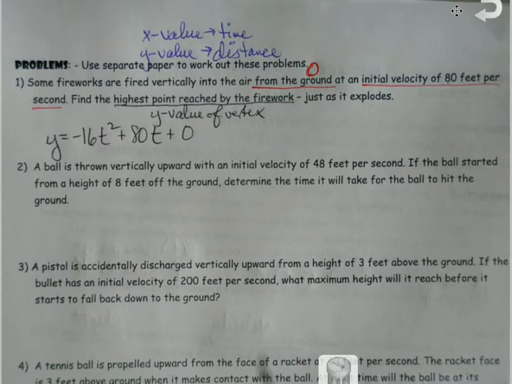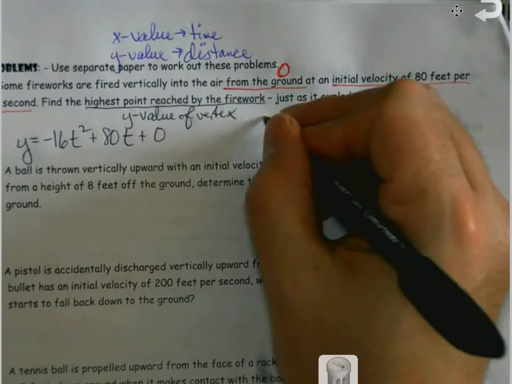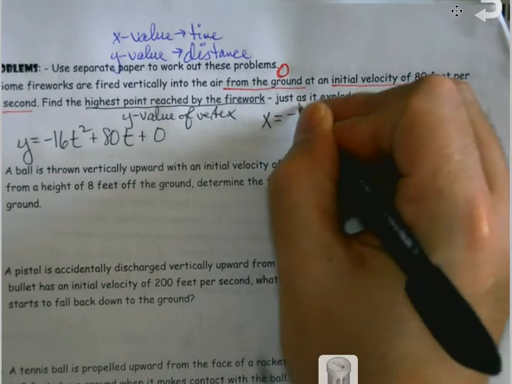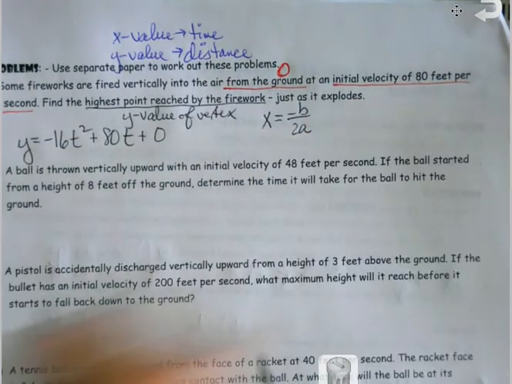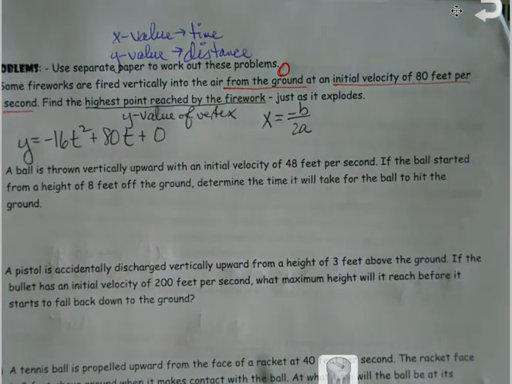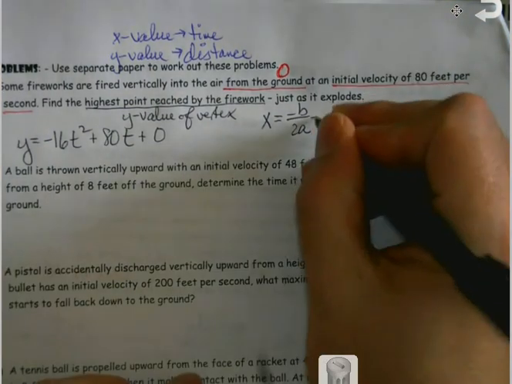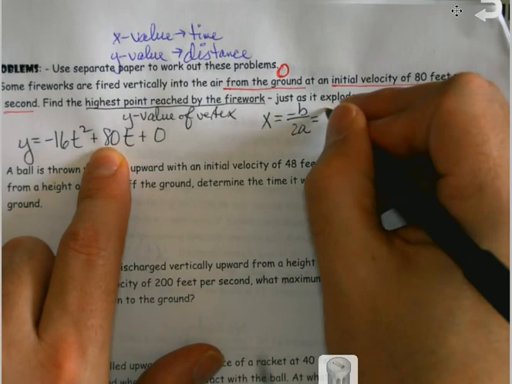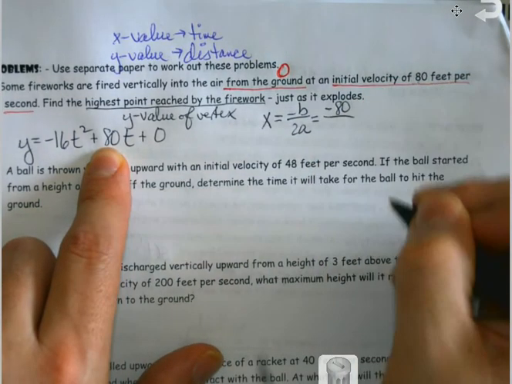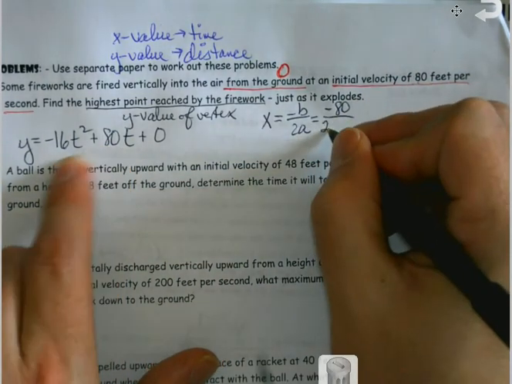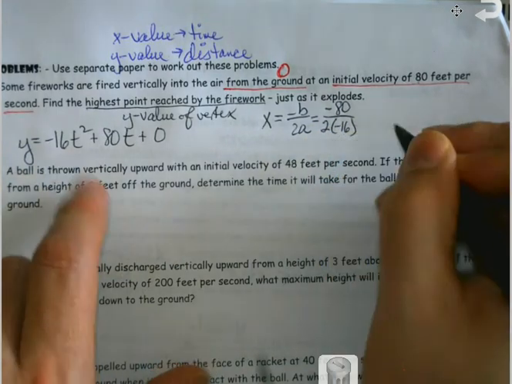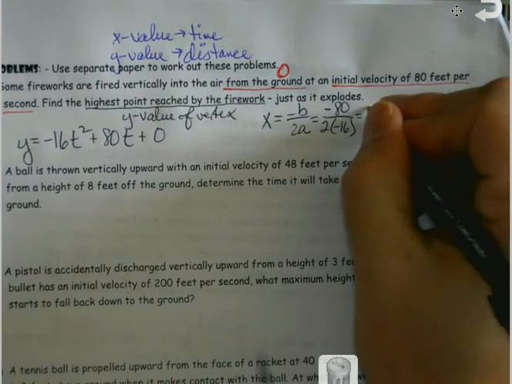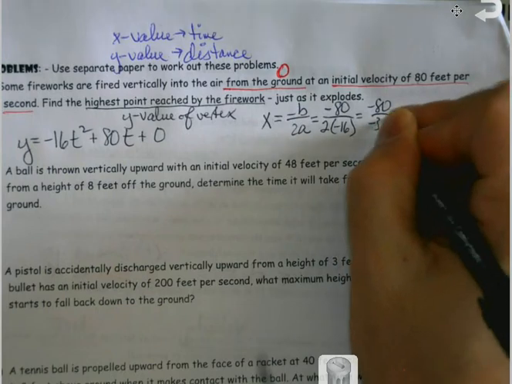So I look at this and I go, okay, I need the y value of the vertex. Well, Harty, can I get there directly? No. I need to find the x part first, then I'm going to substitute it in. You're like, all right, I guess. So there's my b. So the opposite of b, so negative 80 over 2 times a.